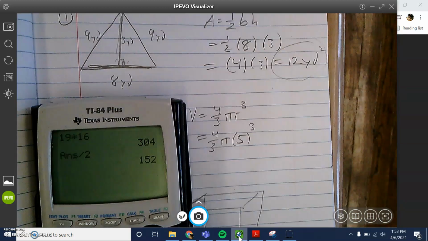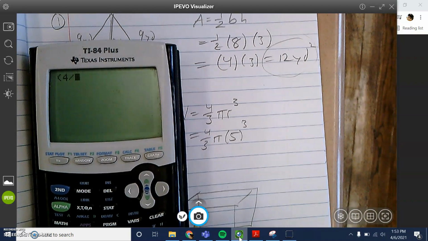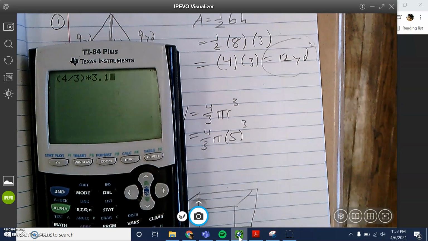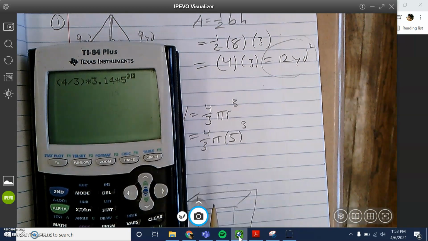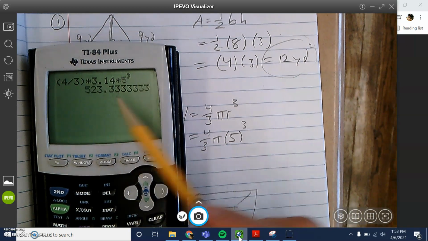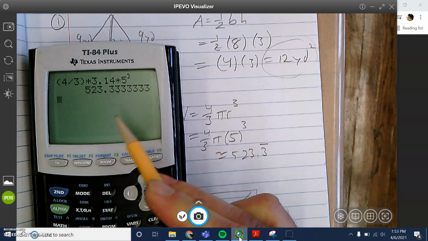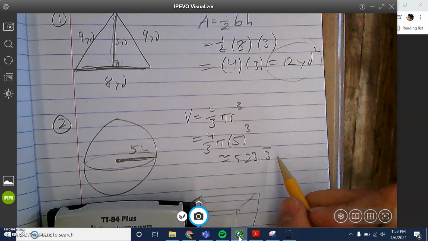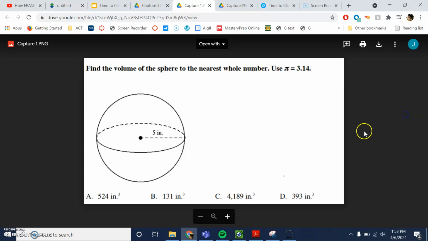Okay, so I'm gonna use 3.14 for pi because it says give the people what they want, right? So 4/3 times 3.14 for pi, times 5 to the third power is 523.3 repeating, because the 3 is repeating, inches cubed, because it's volume. Volume is cubic inches. Cool. So that would be rounded to the nearest whole number, 524. There we go. A, 524.